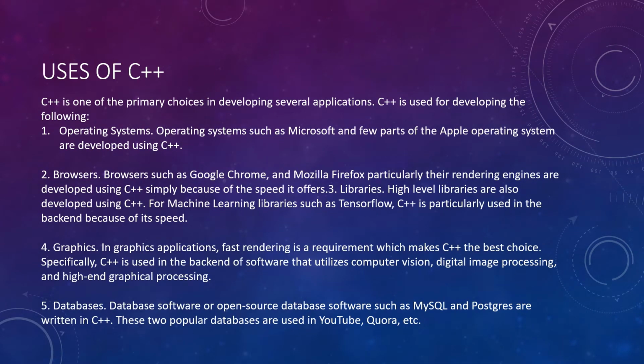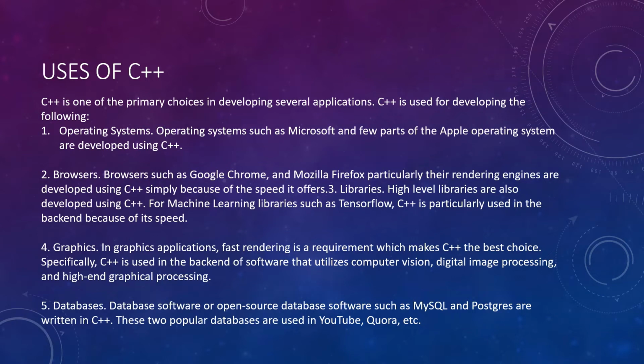Uses of C++. C++ is one of the primary choices in developing several applications. C++ is used for developing the following. First, the operating systems. Operating systems such as Microsoft and few parts of the Apple operating system are developed using C++. Second, browsers. Browsers such as Google Chrome and Mozilla Firefox, particularly their rendering engines, are developed using C++, simply because of the speed it offers.